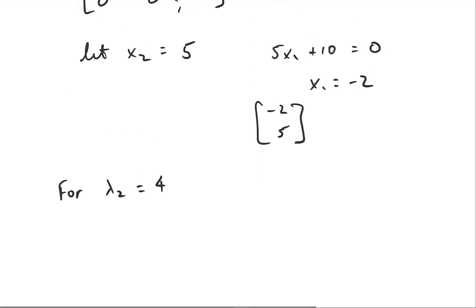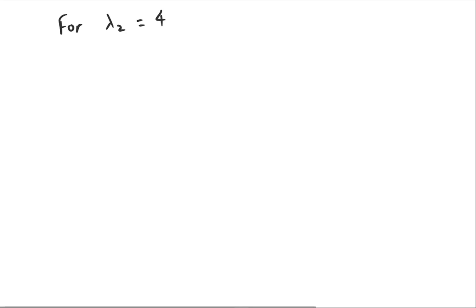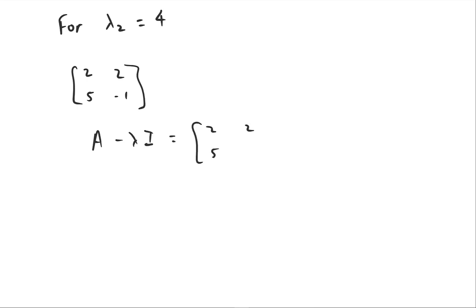My original A matrix was 2, 2, 5, and negative 1. So the method that I prefer is doing A minus lambda I x equals 0, and either solving or finding the null space. So A minus lambda I, in this case, is equal to 2, 2, 5, and negative 1 minus 4, 0, 0, 4, right? This is A, and this is lambda I here.